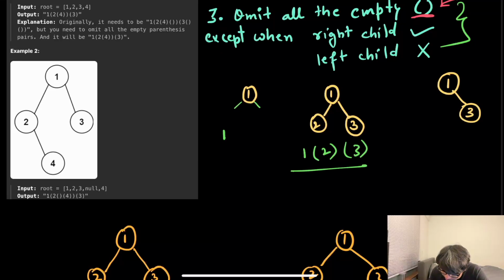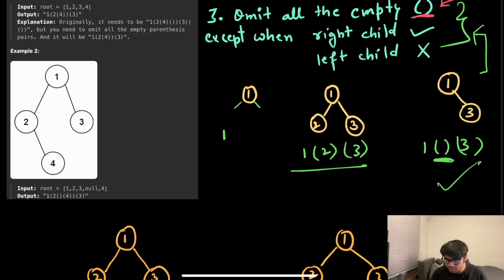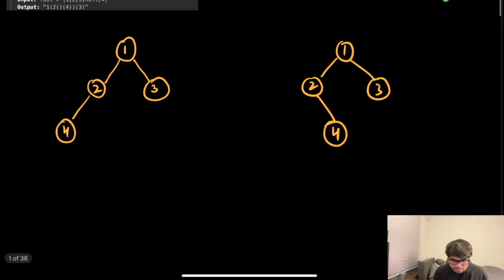This is the condition where we're going to apply the third rule. If we do not have a left child, of course we're going to have the root value, and then, since we do not have a left subtree, we're going to have an empty parenthesis, and then the right value in parenthesis. So this would be our string for this particular binary tree. And now let's go over the examples.